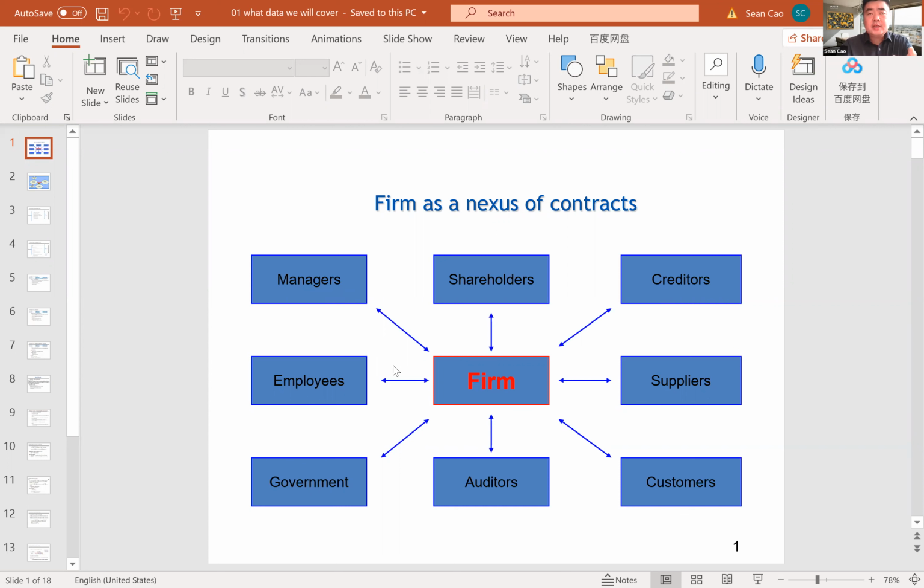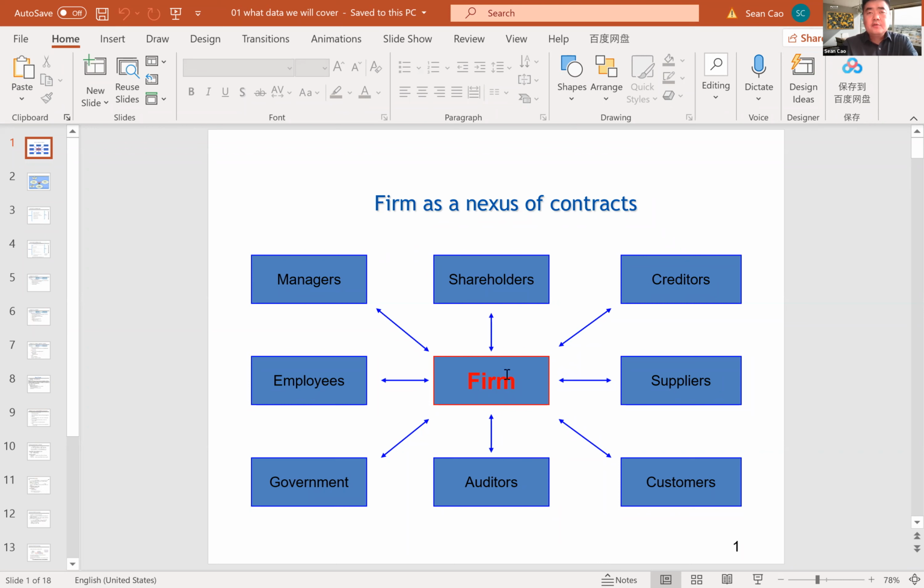So basically, the idea here is that we analyze the firm data for different people. We analyze the data for shareholders. We analyze data for managers. We analyze data for the creditors, suppliers, and customers. One question you may have in mind is why we want to separate the purpose of the data for different people. The reason is that we analyze the data in a different way for different people.